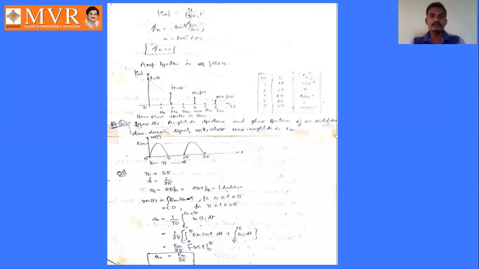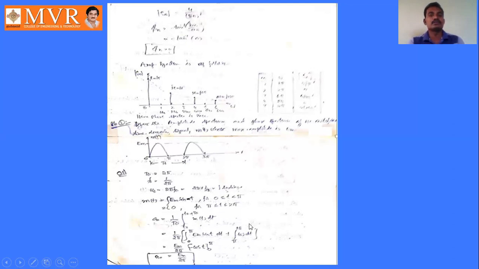So first of all, we have to find out the value of A naught, that is equal to 1 by T naught integral T naught to T naught plus T naught m of t dt. Here also we have two m of t values. So 1 by 2 pi, T naught value is 2 pi, integral 0 to pi Em sin t dt plus integral pi to 2 pi, where the m of t value is 0 into dt.